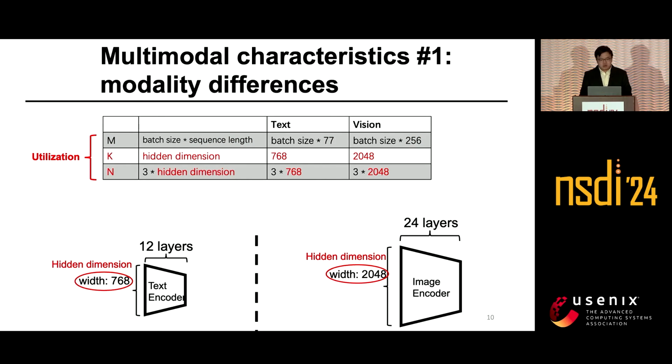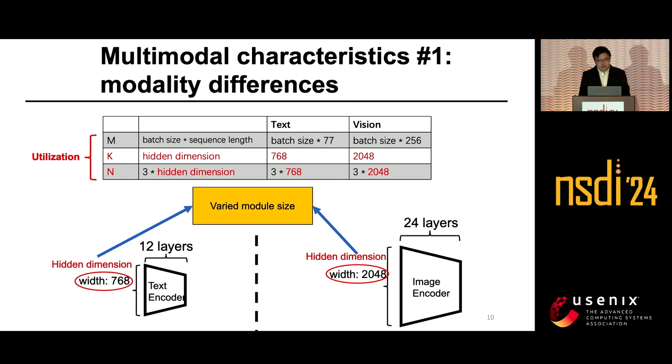Since the CLIP model is an image retrieval model, it has a focus on the image encoder. It actually requires a larger image encoder compared to the text encoders. So the image encoder has a higher hidden dimension than the text encoders, and these varied module sizes contribute to the utilization difference through the K dimension or N dimension.